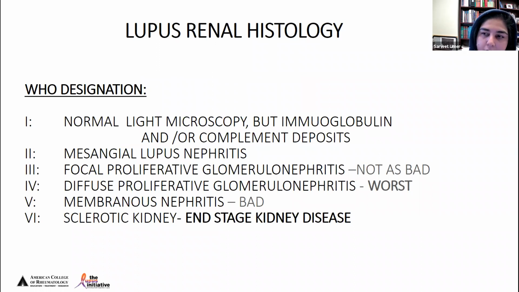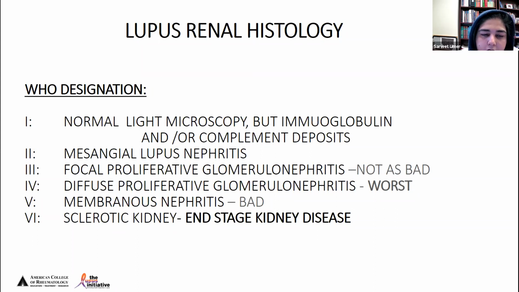Basically patients with class 1 and 2 lupus nephritis have mild disease with mesangial change and very mild changes in the kidney. And that does not change how we manage the patient because these patients are not that sick. But if a patient has focal proliferative glomerulonephritis, which may be the beginning of a bad disease in lupus and renal disease.